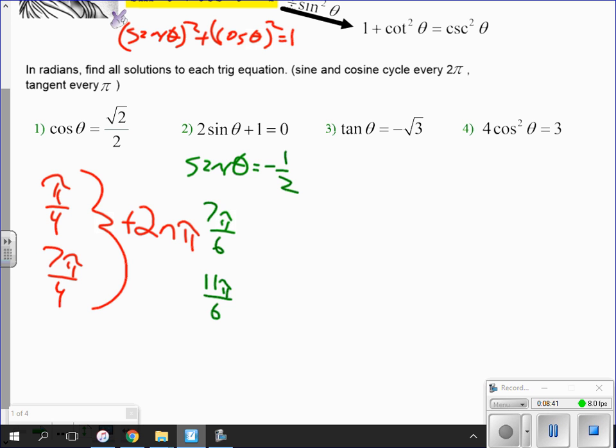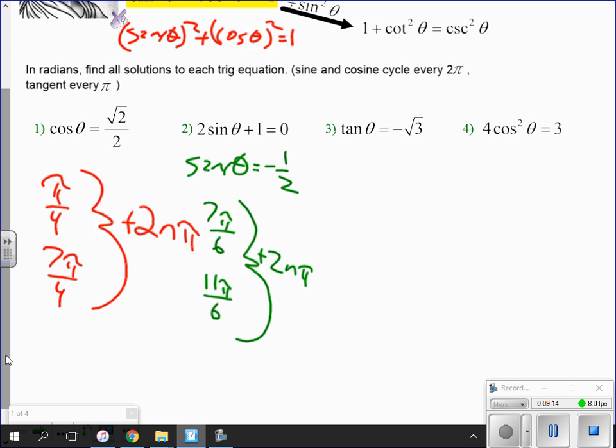But I need to add to that all the possible circles going around, which means that I need to add to that 2n pi. And if n is an integer, that gives me an infinite number of solutions, because the integers are infinite in size. A gazillion times 2 pi circles around. My arm would fall off trying to demonstrate that, but you get the idea.